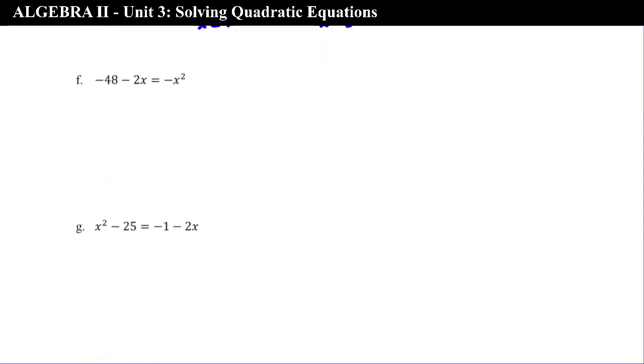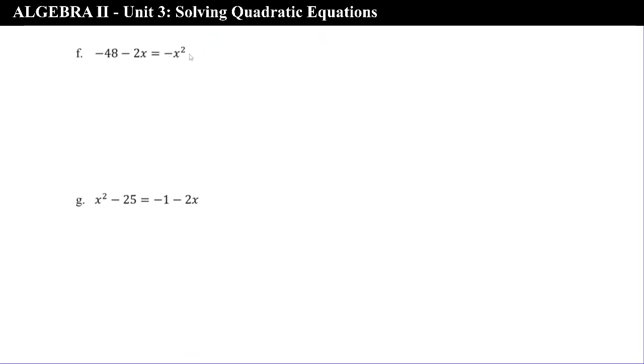For example F, we have an x squared on this side. Let's move it to the other side. That'll make it positive. And then we're going to rearrange the other two terms. So we have the x term first. And then we'll factor this.